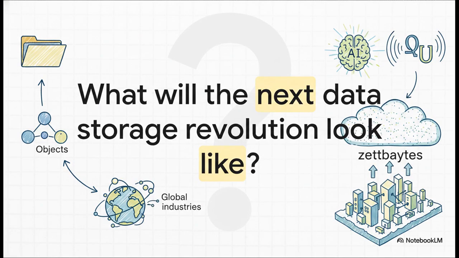So we've gone from simple files on a hard drive to these globally distributed, strongly consistent objects that literally power entire industries. It really makes you wonder, as technologies like AI and quantum computing start to generate data on a scale that we can barely even comprehend today, what will the next storage revolution look like? What will the next valet service for data have to be? What kind of architecture will we need for the zettabytes of tomorrow?